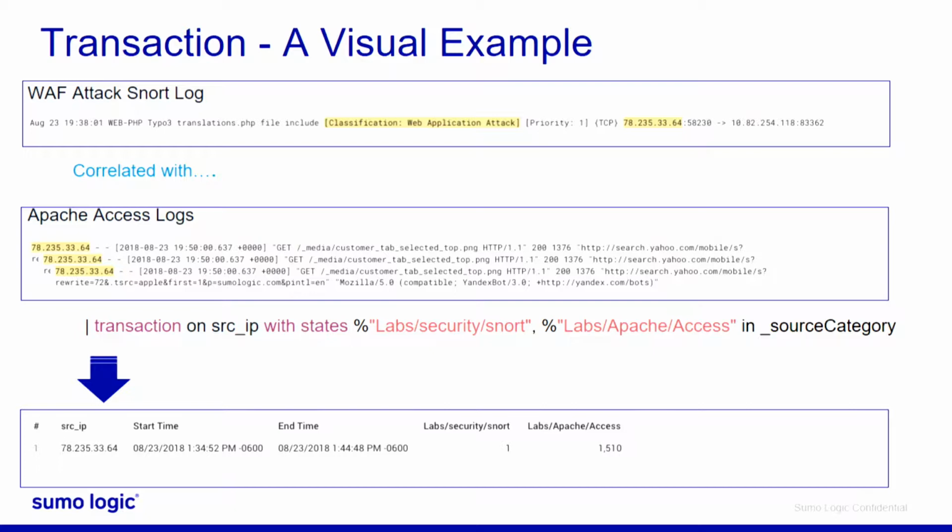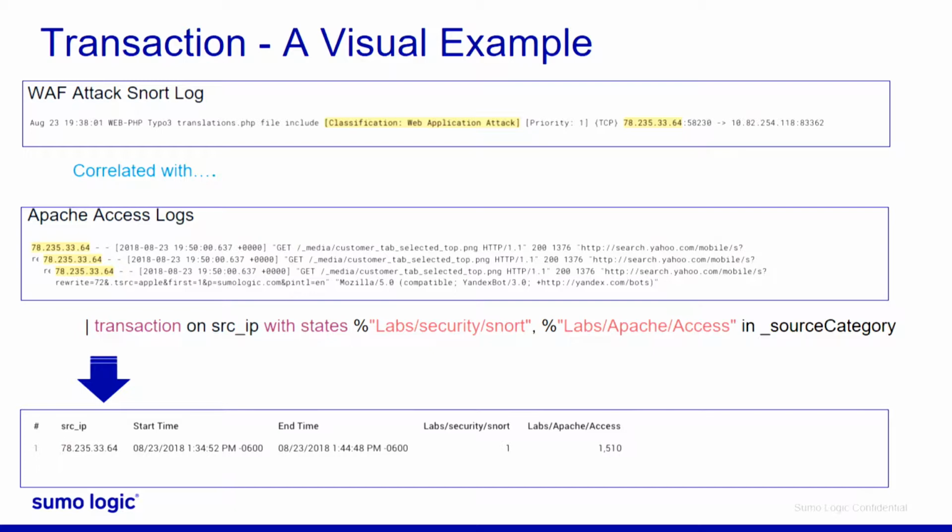If we correlate that with the access logs, you can see the mechanics of the transaction operator is calling transaction on whatever field we're using to tie these two logs together. In this case, it's the source IP. We're defining some states. So I'm saying with the states labs security snort and labs Apache access in the source category field. I'm defining these two values within the source category field because I want to know if the same IP exists in those source categories.